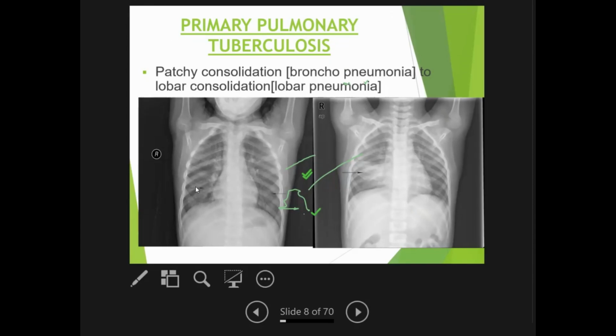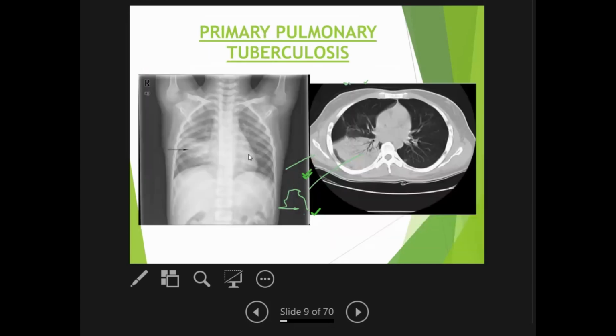As you can see here, this is a patchy consolidation in a small nodular-like pattern that is called bronchopneumonia, and this is lobar consolidation in the right middle lobe. This is the CT appearance of the same patient. You can see the solid soft tissue density area with the air bronchogram. The air lucency is what we call a non-obstructed branching pattern of bronchi. So that is called air bronchogram.